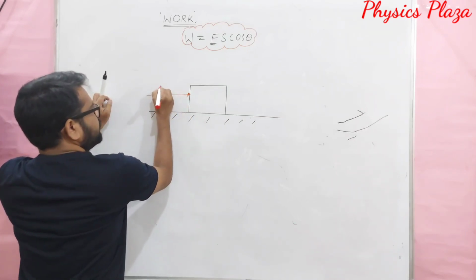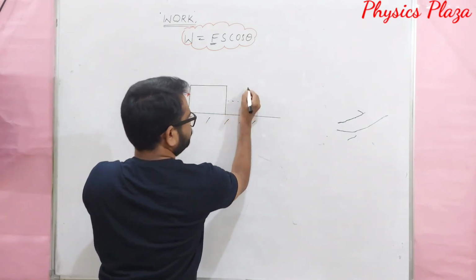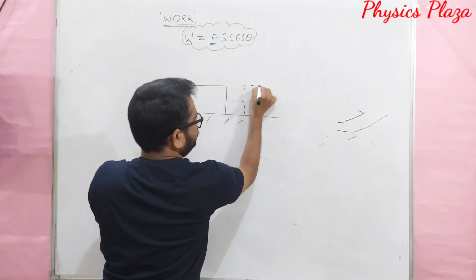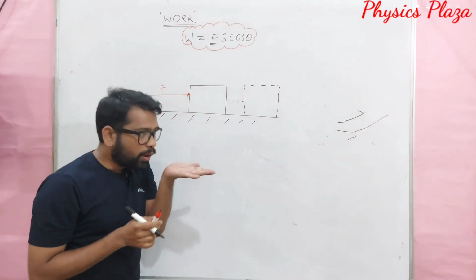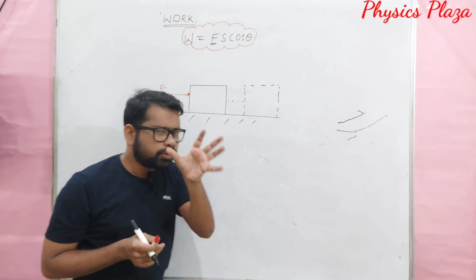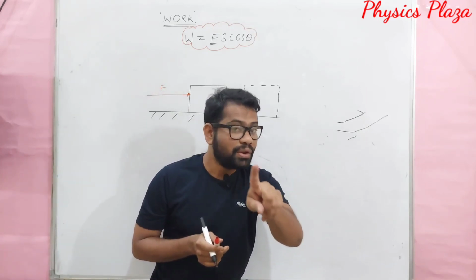External force F is acting. Let us say F is acting, dear children, so that the body is displaced. The body is displaced from here to here. As the body is moving, dear children, a kind of force will come into play which always tries to oppose the motion of the body. What is it called? Frictional force.